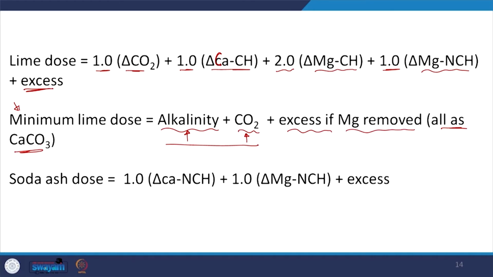What is soda ash, and when is soda ash to be added? When I have no carbonate present in my solution, I have to give the relevant CO3 2 minus, and it is added when I have to remove calcium non-carbonate hardness or magnesium non-carbonate hardness, and obviously excess to drive the relevant reaction. So, I see that it is 1 for each case. So, let us move on.